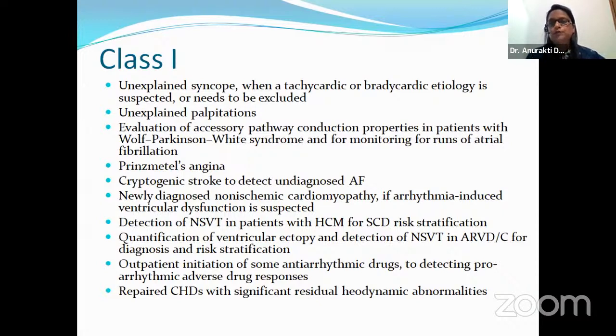So after all this, which we have learned, we know what are the class 1 indications of doing a Holter and what to look for in, I think you should be clear in that. So this is a repetition of the same: syncope, palpitations, WPW, transmural angina, cryptogenic stroke, newly diagnosed non-ischemic cardiomyopathy, NSVT in HCM patients, quantification of ventricular ectopy, and in ARVC, antiarrhythmic drug monitoring, and repaired CHDs with residual hemodynamic abnormalities. These are all class 1 indications of doing Holter monitoring.